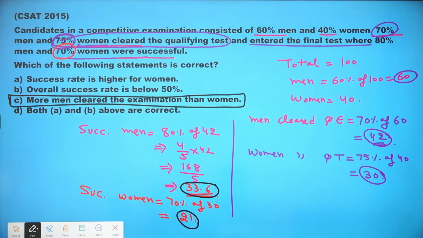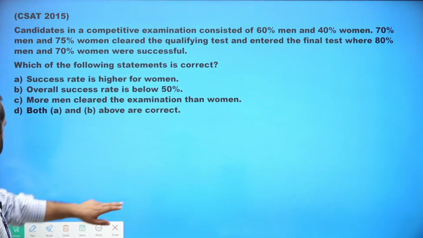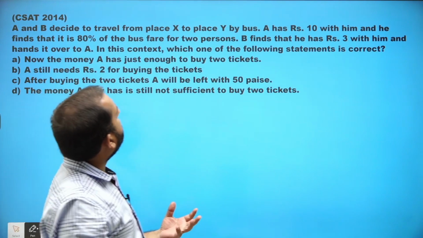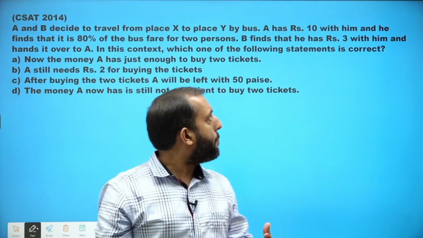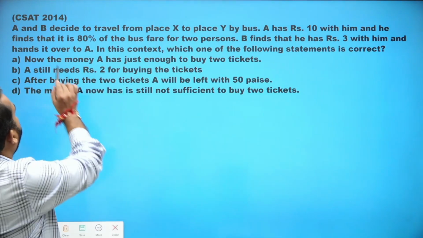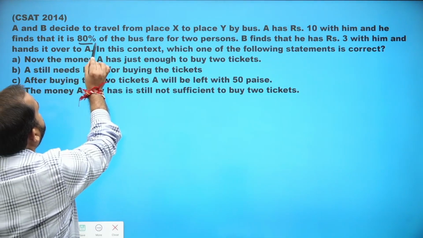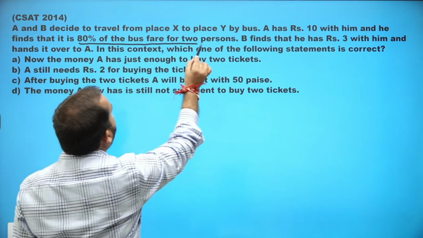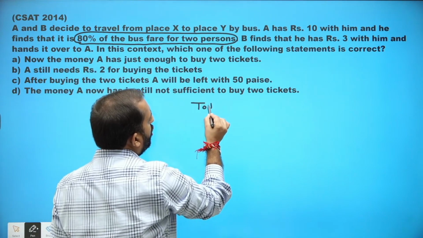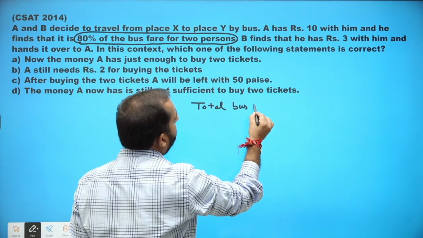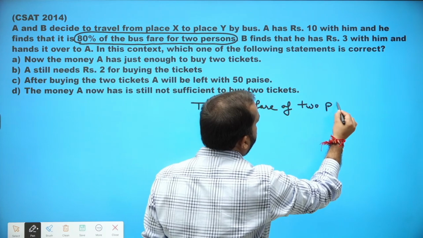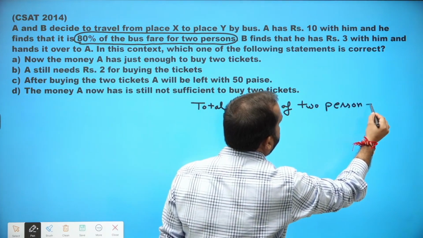Now let's talk about the next problem. It says A and B decide to travel from place X to Y. A has rupees 10 with him and he finds that it is 80% of the bus fare of 2 persons. Let's say the total bus fare of 2 persons is X.